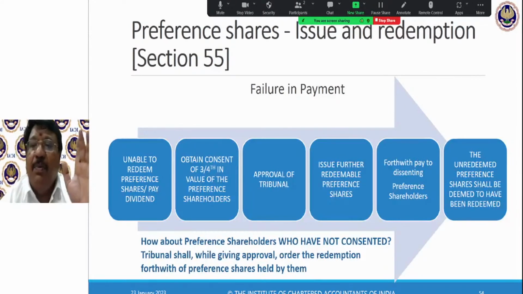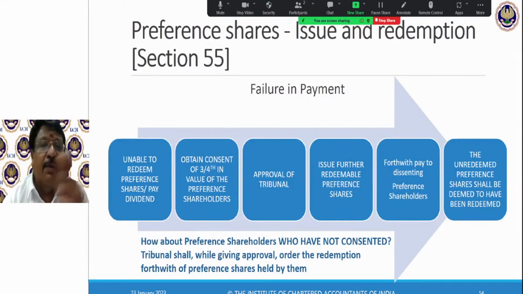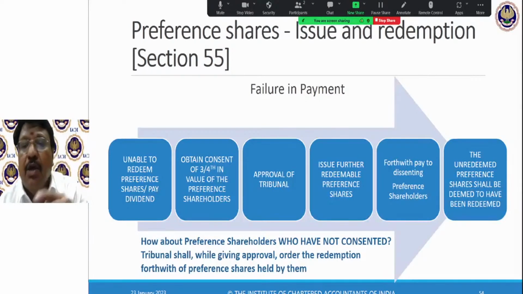The unredeemed preference shares shall be deemed to have been redeemed. Now, suppose preference shareholders have not consented, then the tribunal shall, while giving approval, order the redemption forthwith of the preference shares held by them. So, if you are able to get 3/4, the remaining 1/4 who have not consented are dissenting. Dissenting means those who have not agreed, those who have not consented. So, those dissenting preference shareholders, you have to redeem fully.